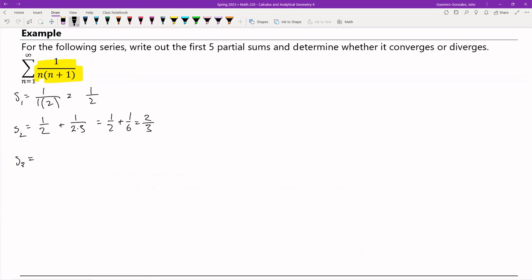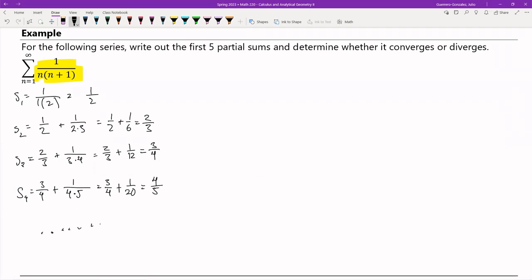S3 is going to be this one, the 2/3, plus 1/3 × 4 from the formula. So this is going to be 2/3 plus 1/12, and this is 3/4. Okay, S4 is going to be my 3/4, which we just found, plus 1/4 × 5. So 3/4 plus 1/20. That is 4/5. And so on and so on and so on.